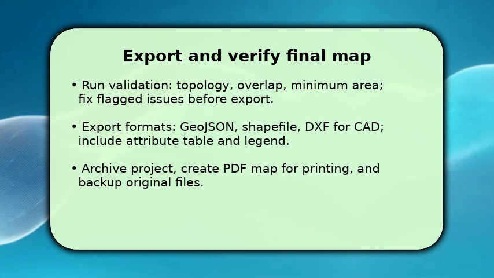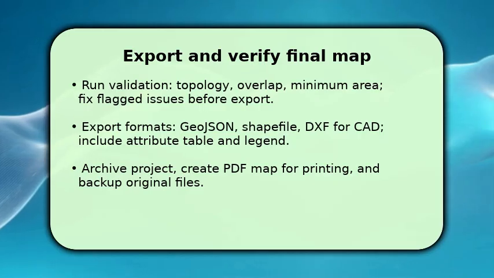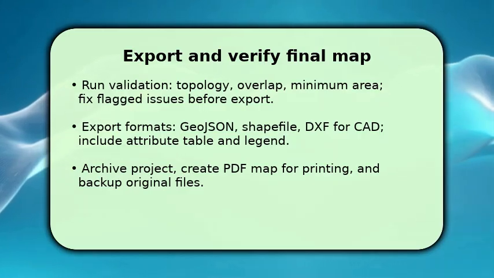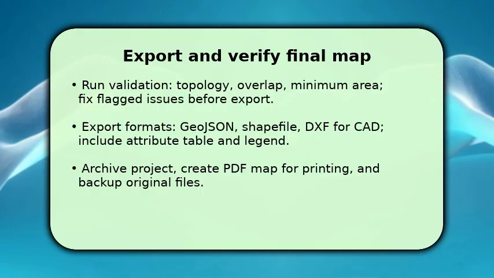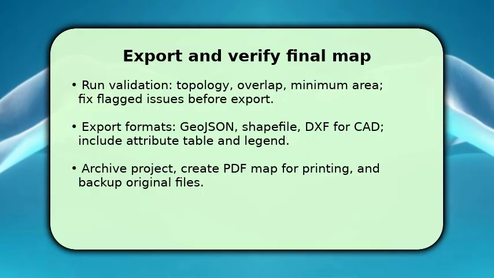Finally, generate a high-resolution PDF for permits and archive the project files. If validation fails, reopen the flagged parcel, adjust constraints, and revalidate.